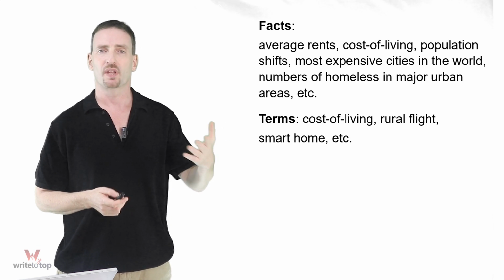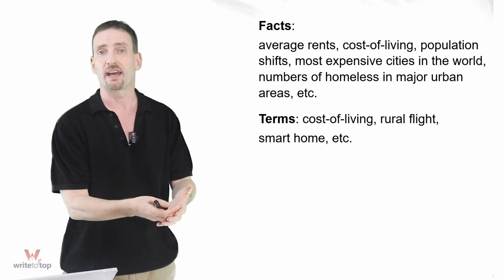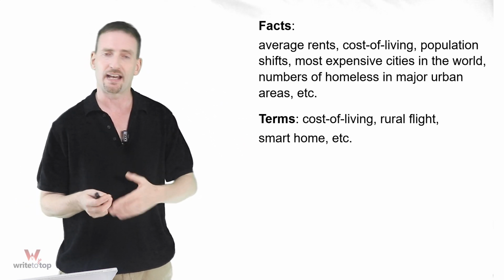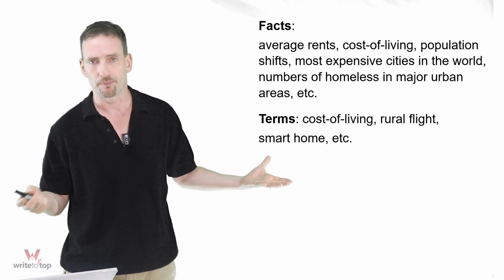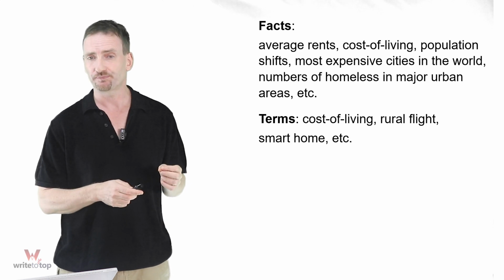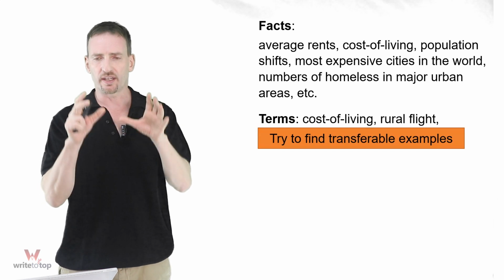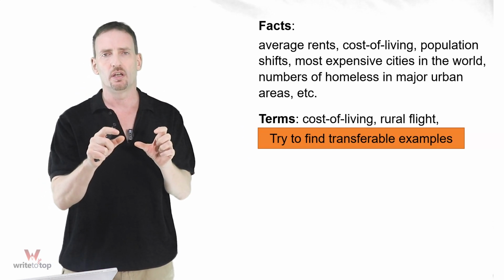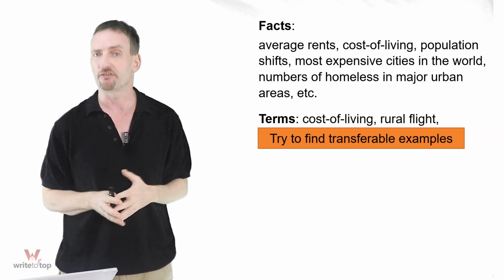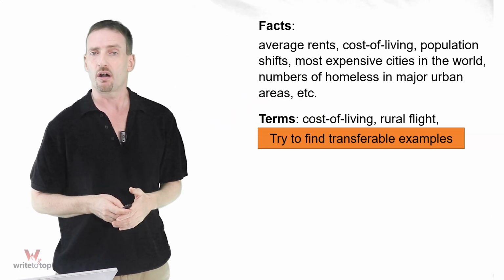A smart home. More and more people are building their houses with computers basically built into the house. What are the advantages and disadvantages of technology in the house? Well, you talk about the smart home as an example. Ideally, what you want to do is make your examples transferable. You want to think of examples that could be used to discuss different subtopics within a general topic, or even unrelated topics, like in a different category altogether.